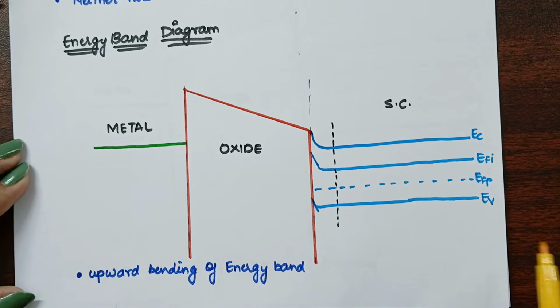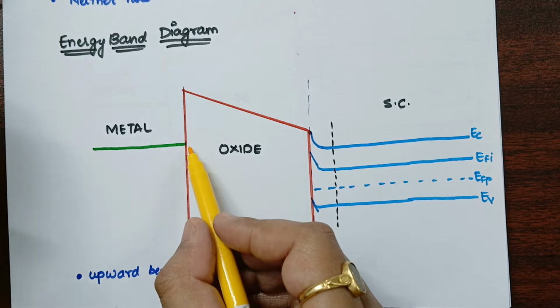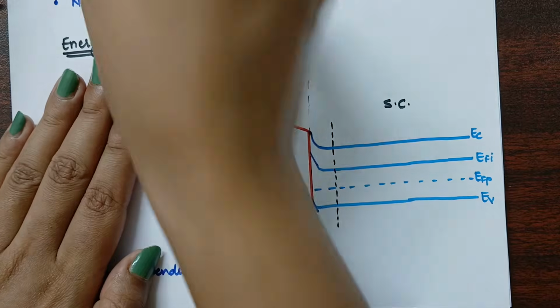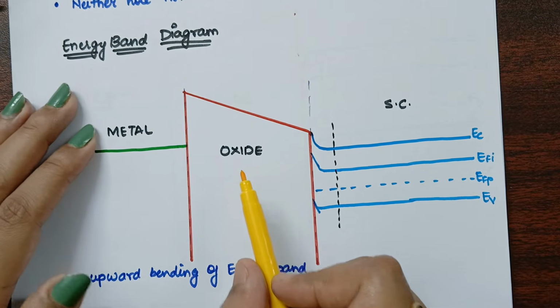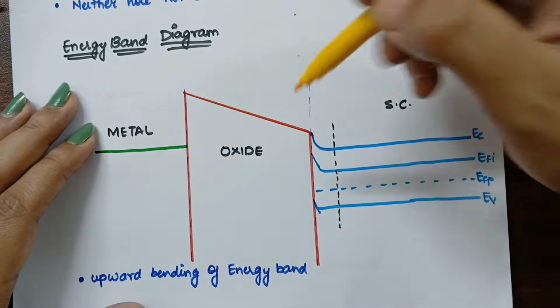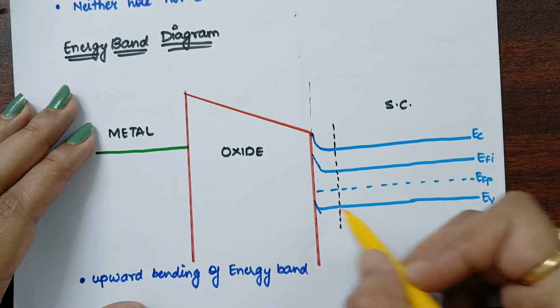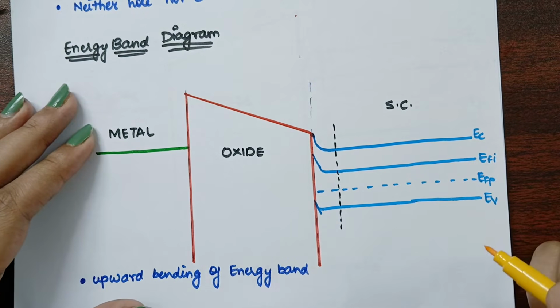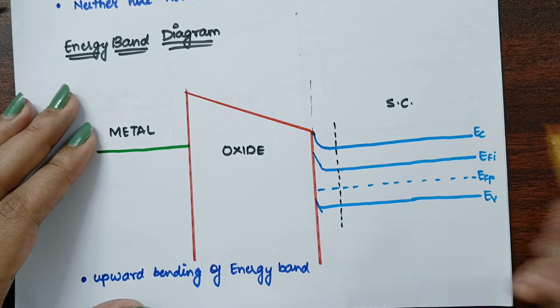Now if you consider its energy band diagram, the metal will be the same as in the flat band region, because the metal is not affected here. The next thing is the oxide. In the oxide you will observe a slope, and similarly in the semiconductor region as well. But in the semiconductor, some part is sloped and the other part is flat.